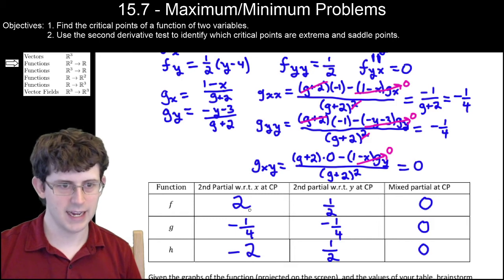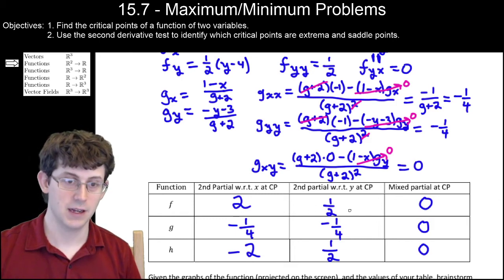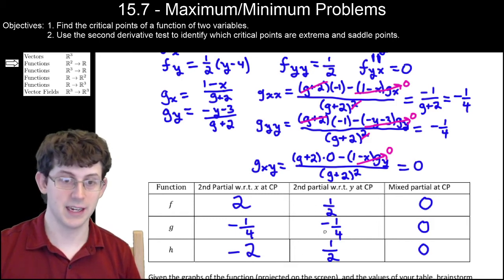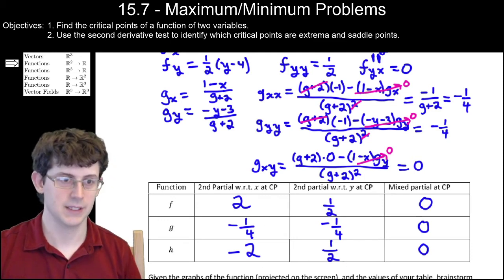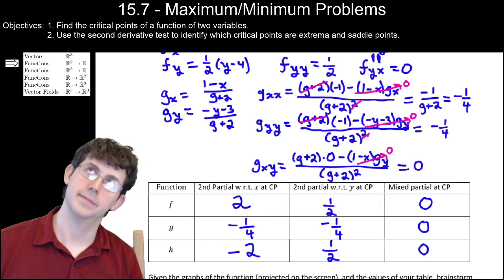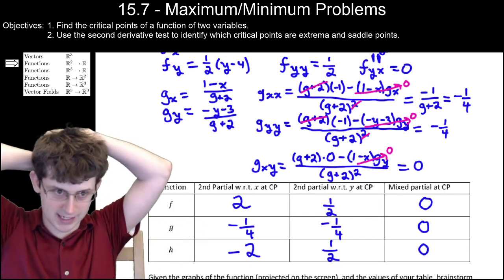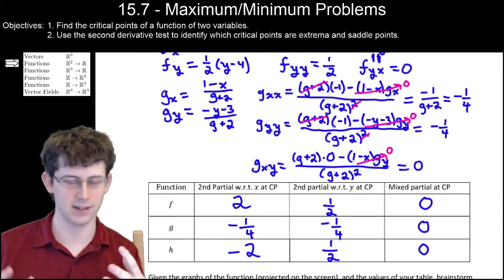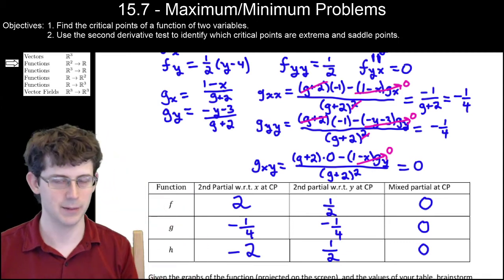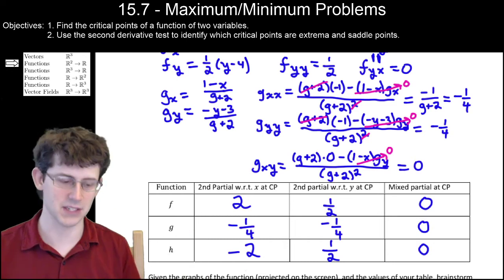One of them I have both partial derivatives are positive. One of them I have both partial derivatives are negative, both second partials. And the other one I have one of each. I'll get the graphs up there in a second, but I want to convince you that what's about to happen makes sense before we see the nice graphs of the surfaces.